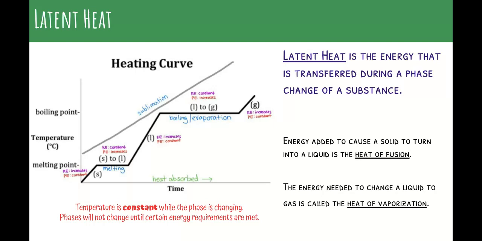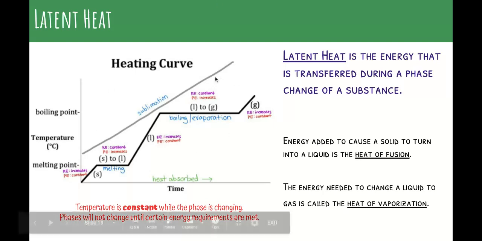The very last thing we're going to talk about today is latent heat. It's related to specific heat and calorimetry a little bit, but it's more talking about how energy is transferred and kind of what's happening in between your phases. Okay, so latent heat is going to be the energy that's transferred during a phase change. So as maybe you have a solid that is melting into a liquid. What is the energy that's transferred during that transition? So energy added to a solid to cause it to turn into a liquid is going to be the heat of fusion, and the energy needed to change a liquid into a gas is the heat of vaporization.